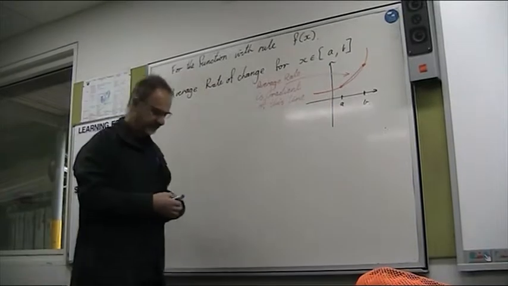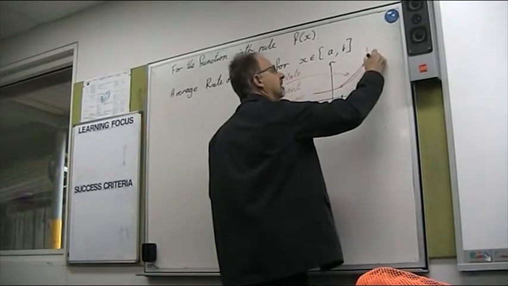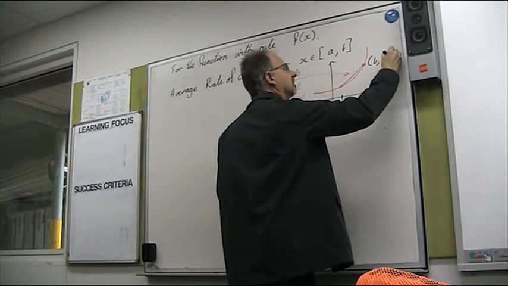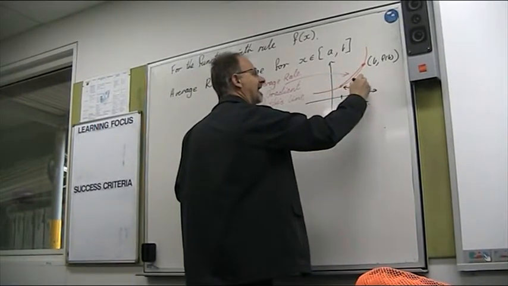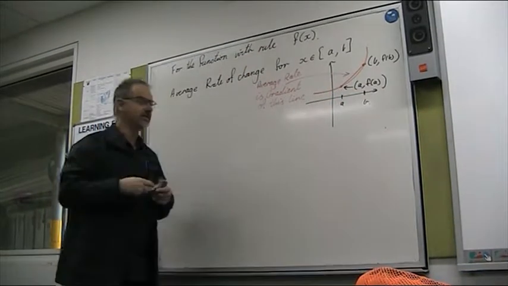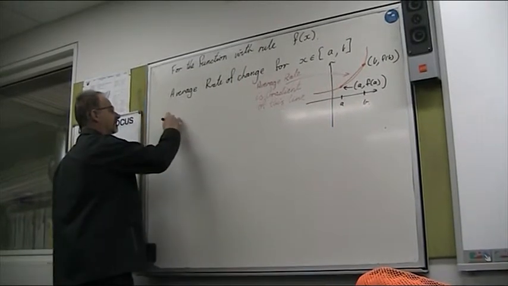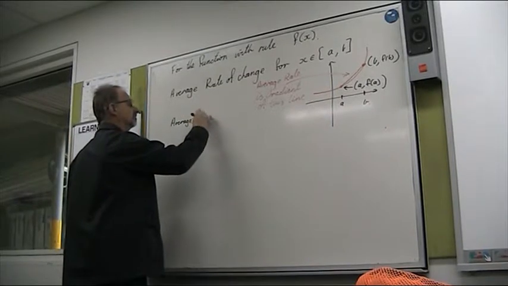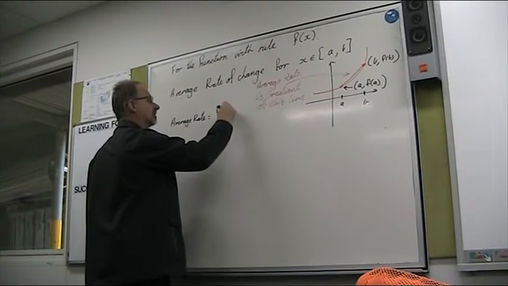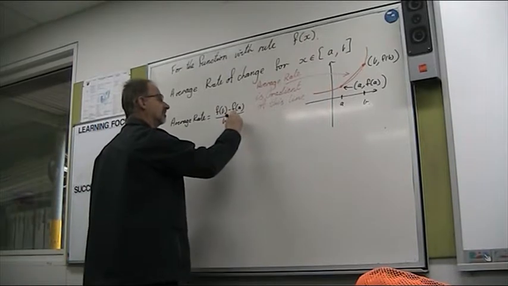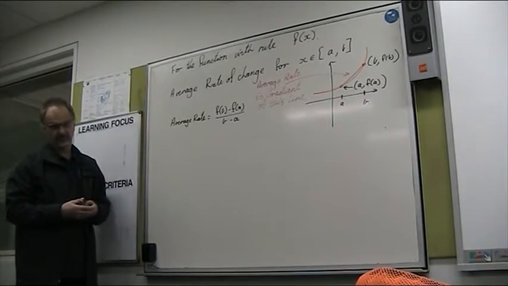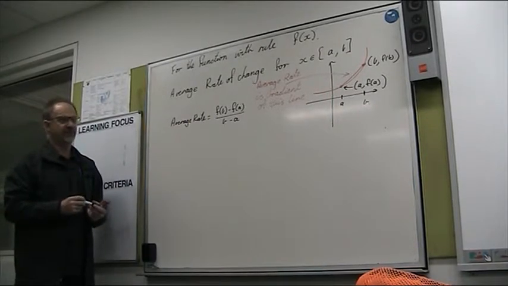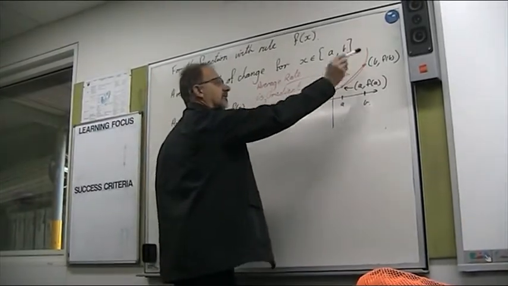Alright, so in terms of coordinates of those points, this point here would be B and f of B. It's just putting x equals B into whatever the equation is. This point here would be A and f of A. So put x equals A into the equation to find the y value. And so our average rate then would be y2 minus y1 over x2 minus x1. Alright, so that's average. So the average, you're looking at the gradient of the straight line that joins the two points.